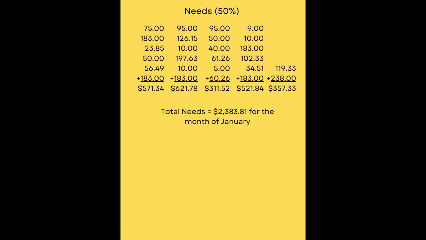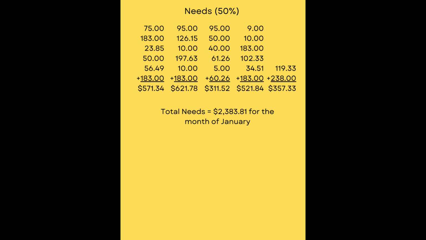Now step 2. After writing or logging all of the transactions for the month, we are going to gather and group the transactions into needs, wants, and savings and investing. For our needs we have a total of 26 transactions. Based on the 50-30-20 rule, the 26 transactions for your needs should be at or below 50%. On this slide it shows the total number of transactions in 5 columns.